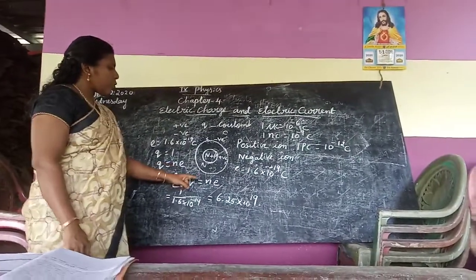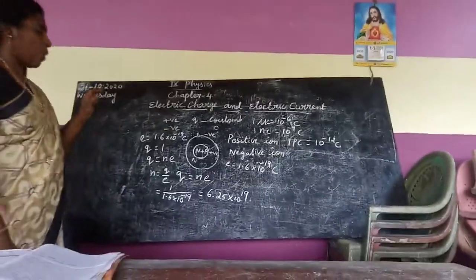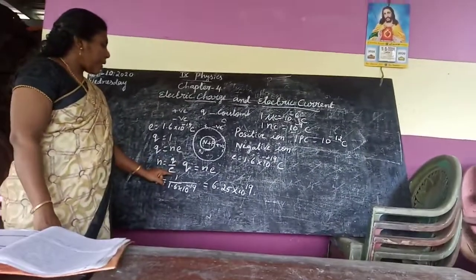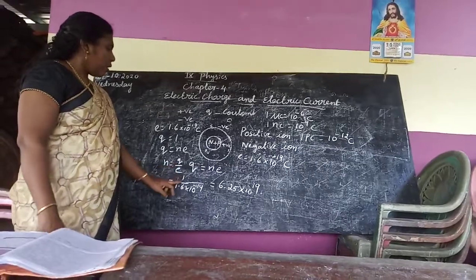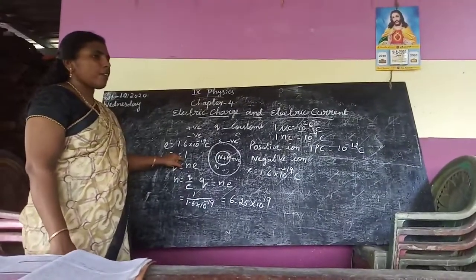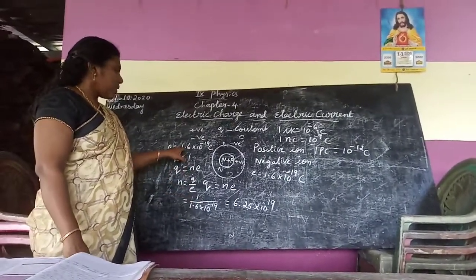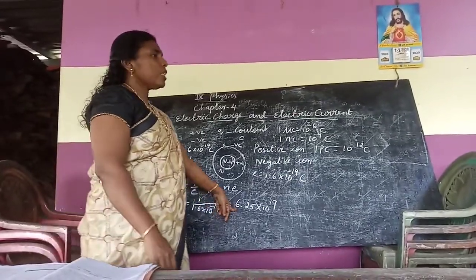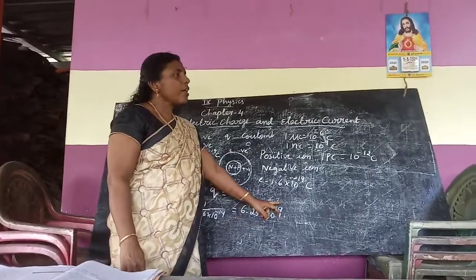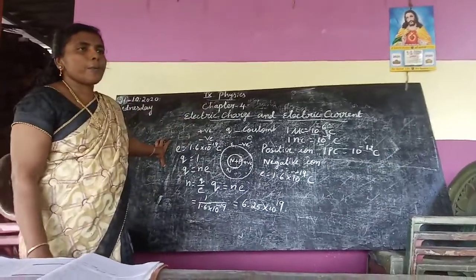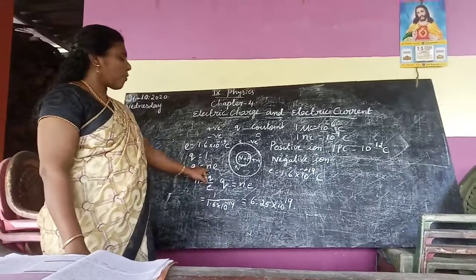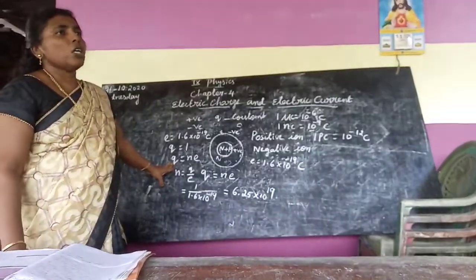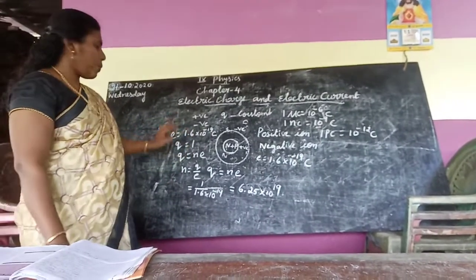From here you have to find how many electrons, so N only you have to find out. N equal to Q divided by E. Substitute the values: Q is 1, divided by E, 1.6 into 10 power minus 19. Divide and you will get 6.25 into 10 power 19. So this is example problem number 1 using the electric charge formula. What is the formula for electric charge? Q equal to N E. Very very important formula.